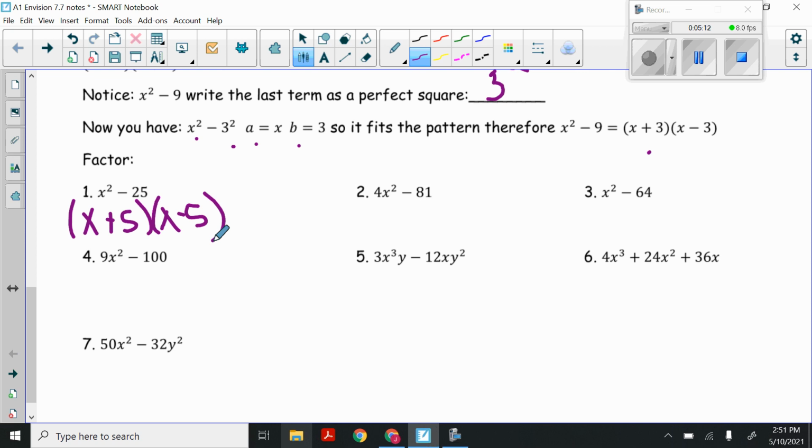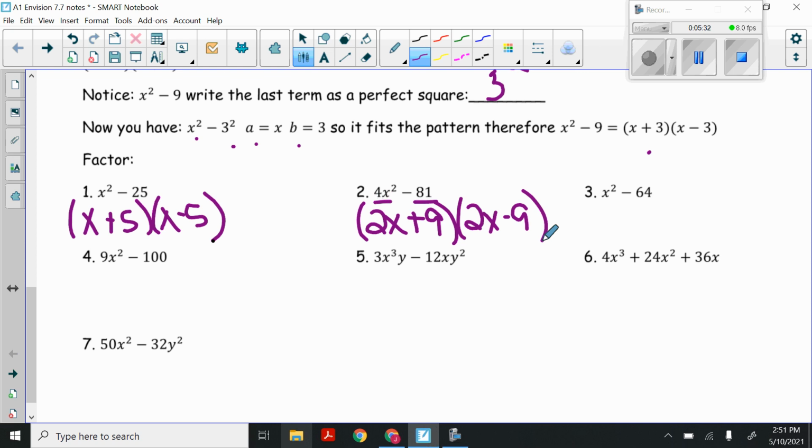4x squared minus 81, I have two terms, subtraction. This is a perfect square, this is a perfect square, so I take the square root of both of them. So 4x squared, take the square root, and I get 2x. Square root of 81 is 9, so 2x plus 9, 2x minus 9 is what it factors to. And again, I can check any of my answers by FOILing.